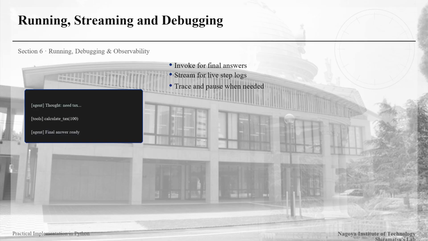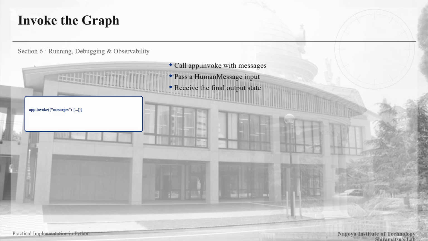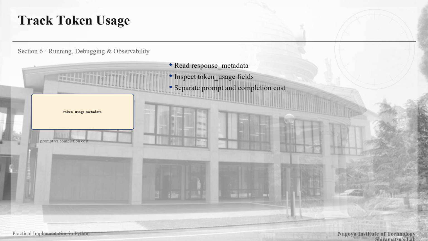Section 6 covers running, streaming, debugging, and production packaging in Python. Invoke the graph with app.invoke and an input such as calculate tax to get the final output. Use app.stream to render live node output events while the agent runs. Track cost by printing response metadata token usage for prompt and completion tokens.